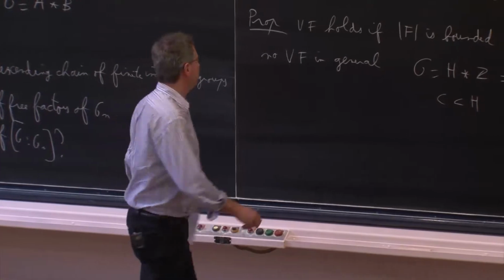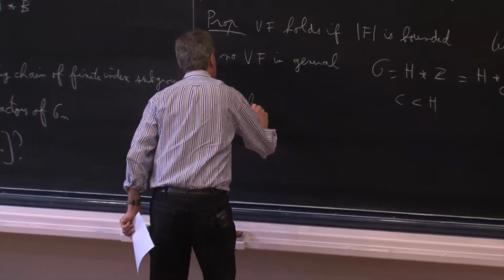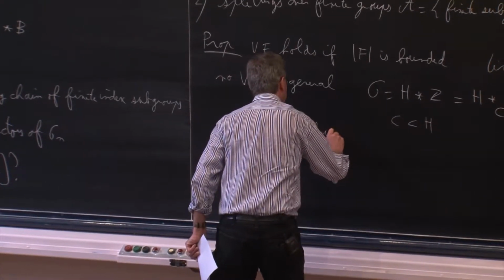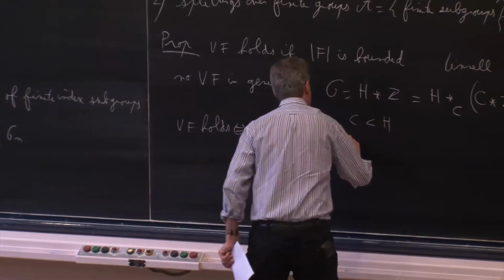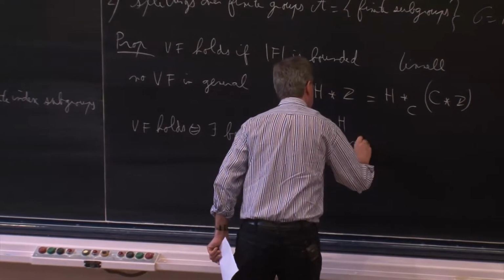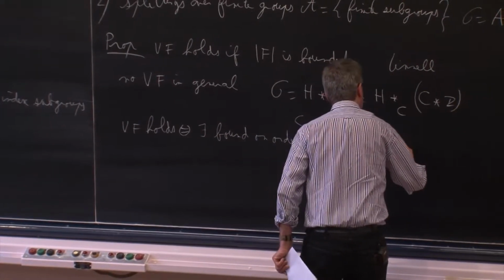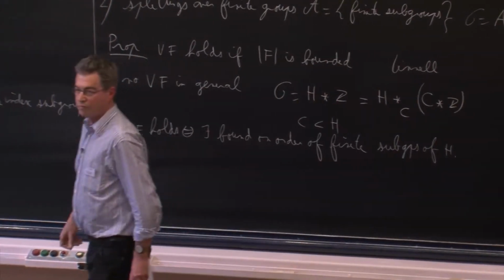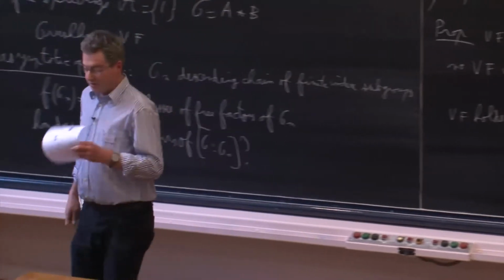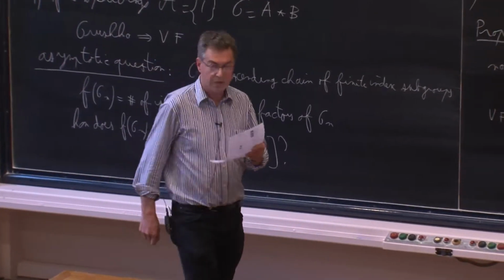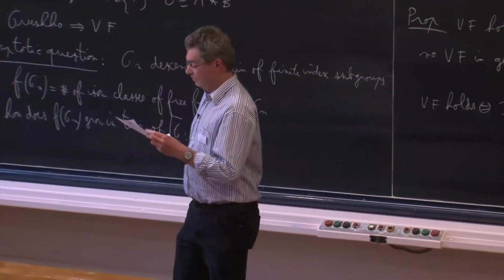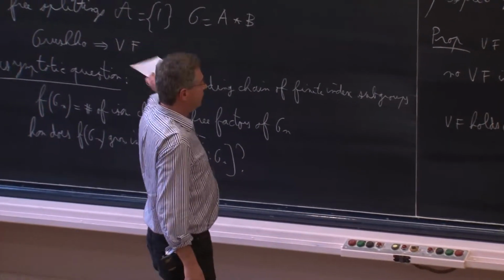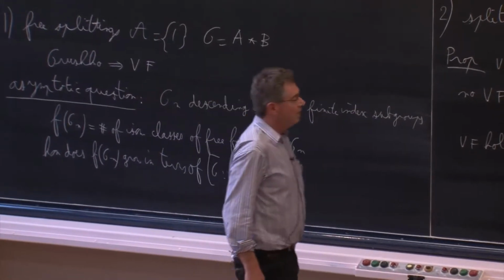And so here I get C star Z as a vertex group of a splitting over C. And from this you can see that vertex finiteness holds if and only if there is a bound for the order of finite subgroups of H. So that's another fairly simple example. Okay? All right, so I've told you about free splittings, splittings over finite groups.